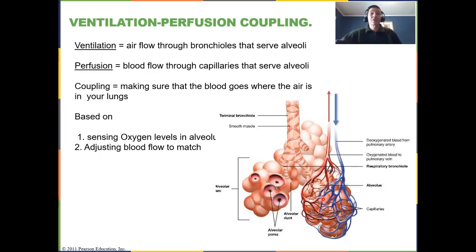And if for some reason one of your alveoli or one of your alveolar sacs here isn't well ventilated, there's no point in sending a lot of blood to that part of the lungs. So what you're doing is matching blood flow to oxygen availability, or matching your perfusion to your ventilation. And what your body uses is oxygen to sense the ventilation, and then adjusts the blood flow by causing vasodilation or vasoconstriction in the arteriole feeding that capillary bed.